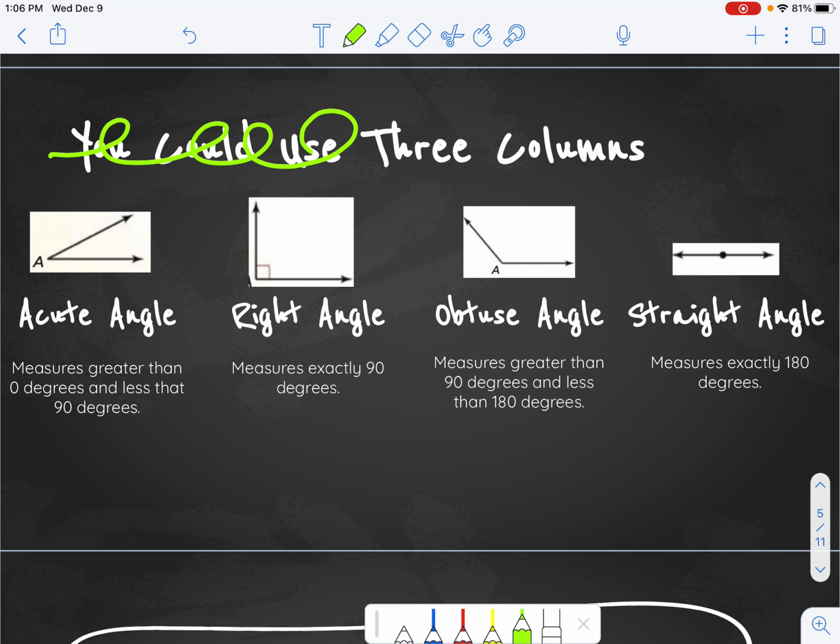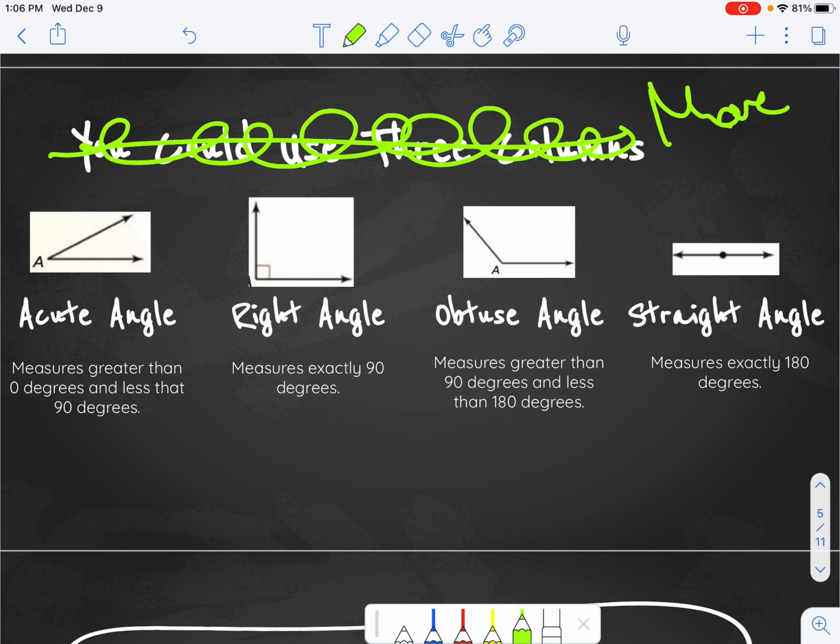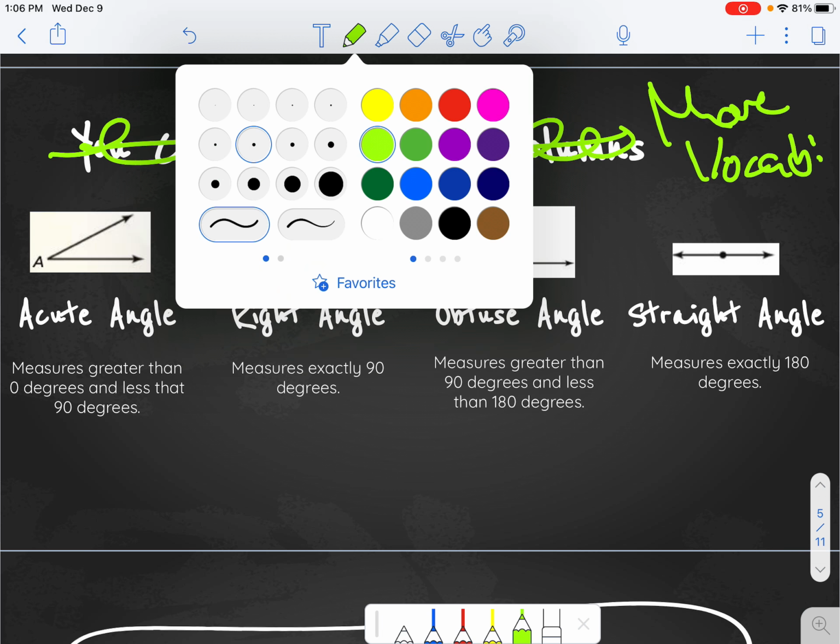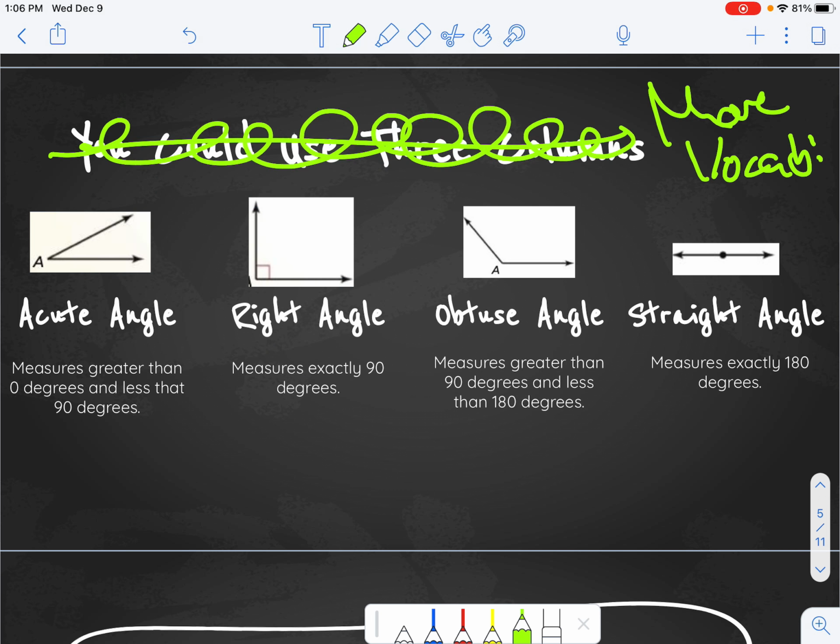Oh, this is a typo. If you didn't notice, I used a template of all these slides, and that is left from the template. So this should say something like more vocab. So we have a couple more vocab terms that we need to look at.